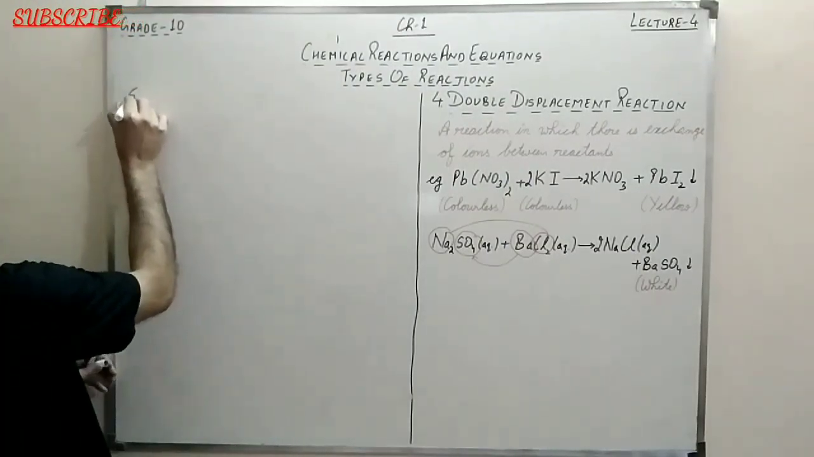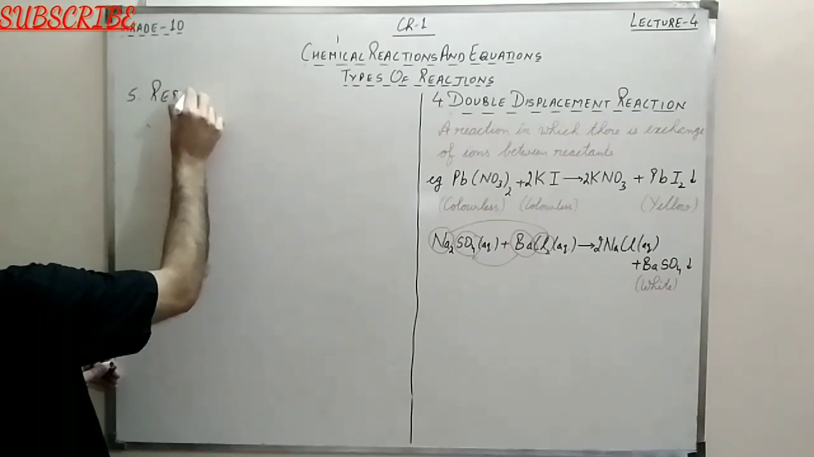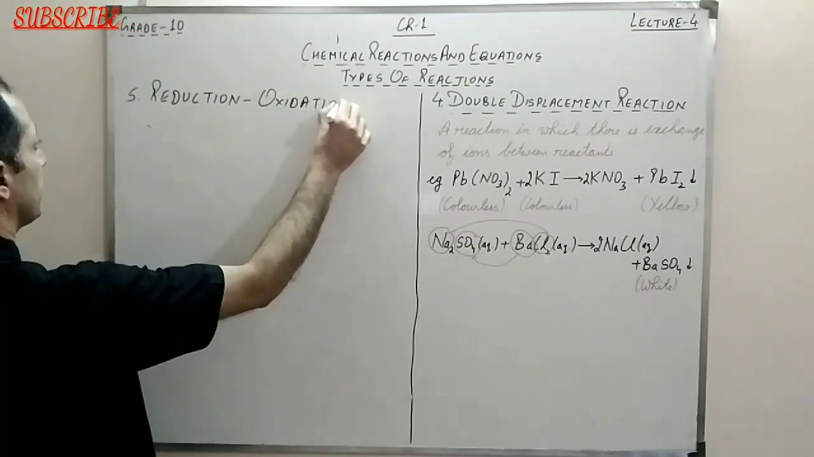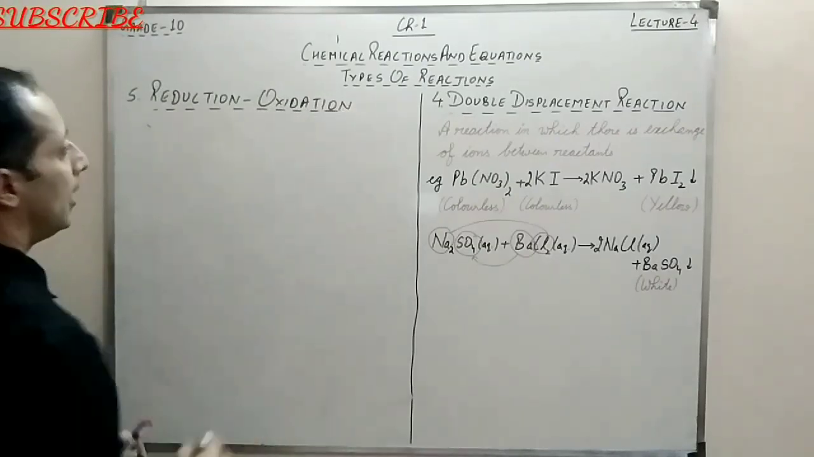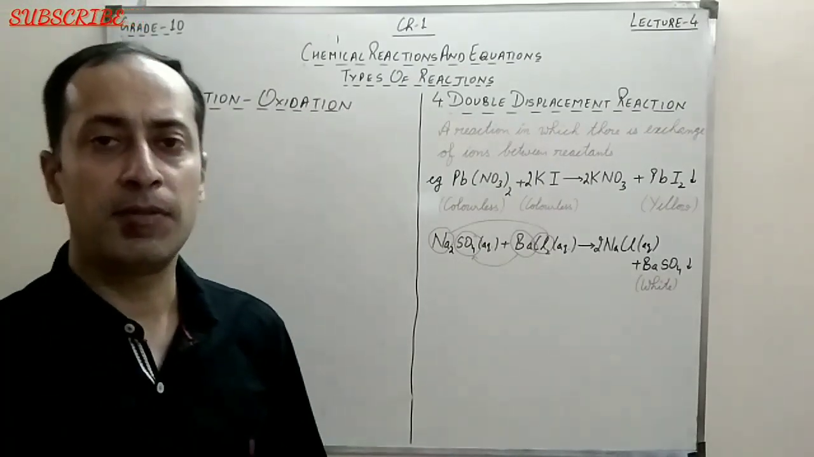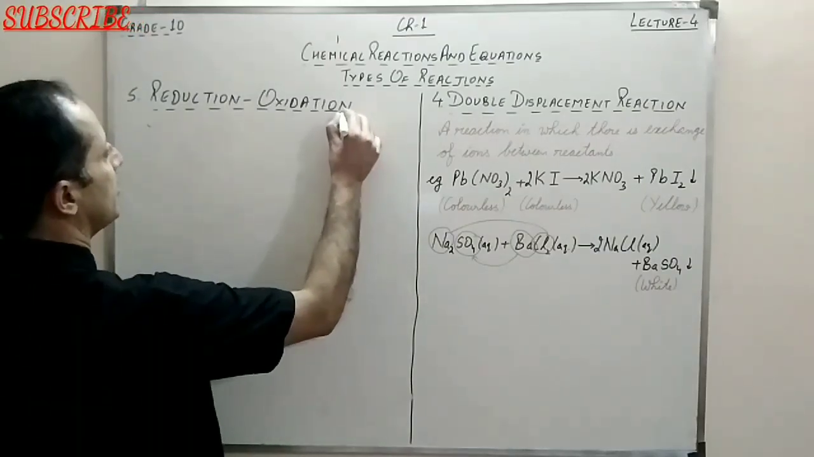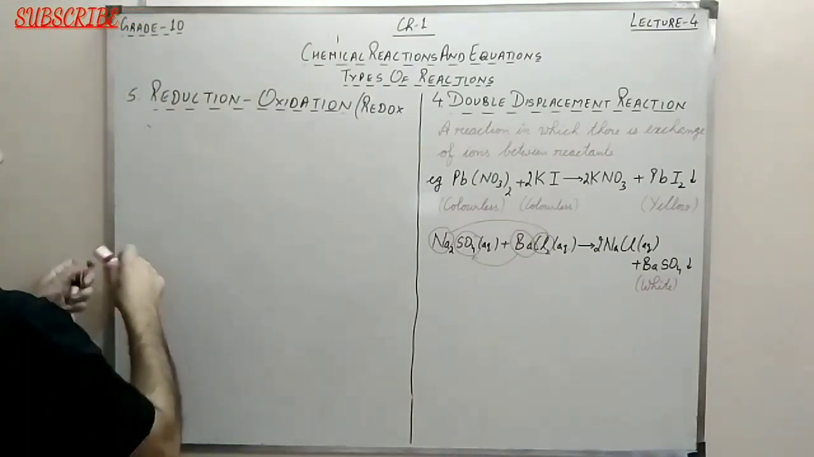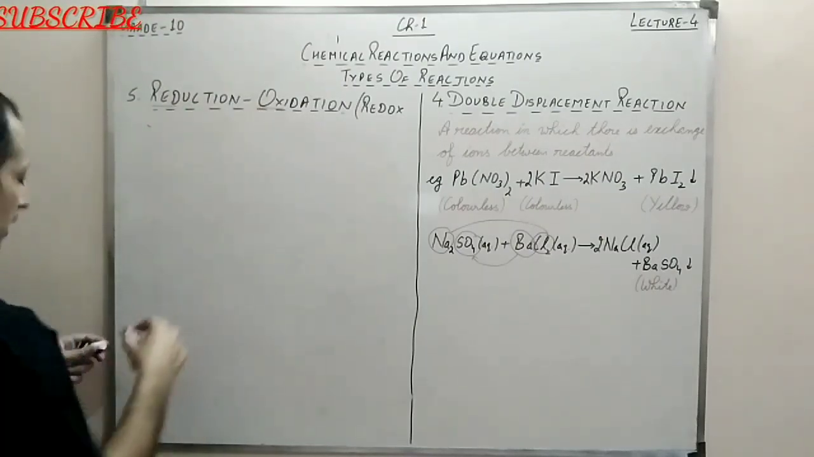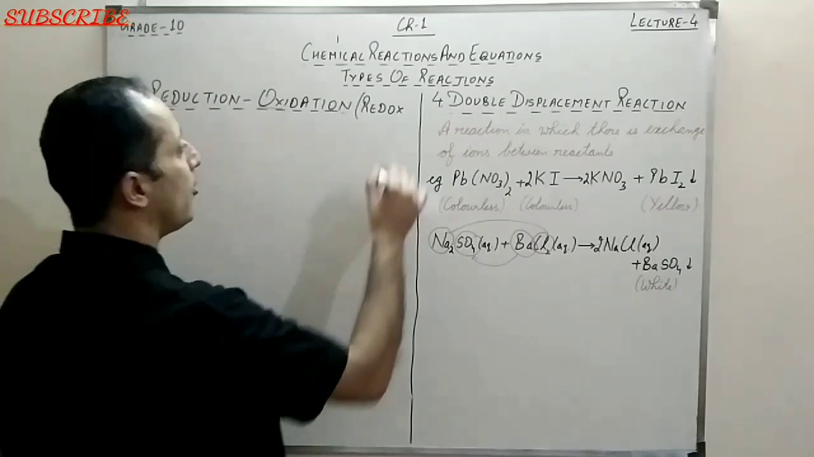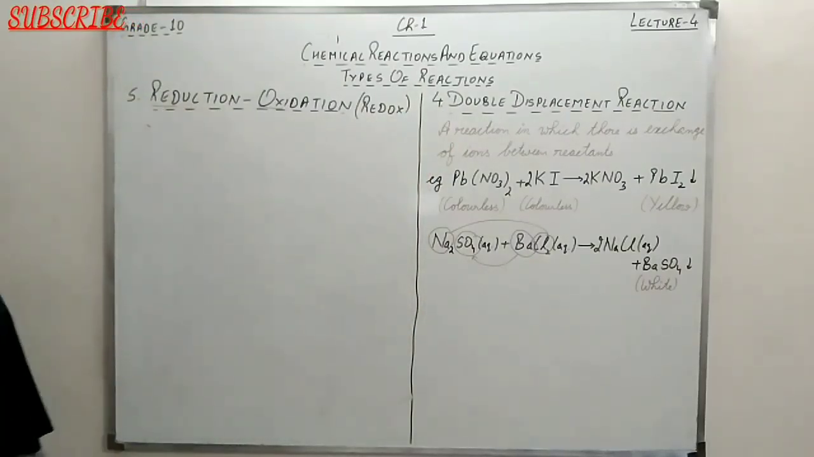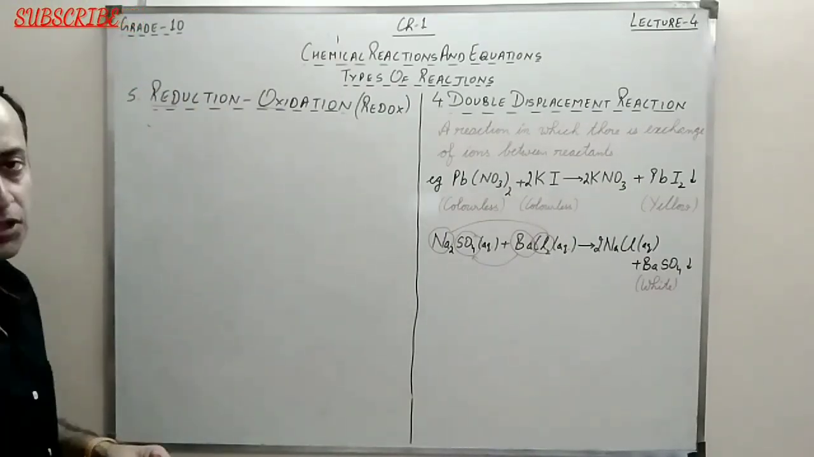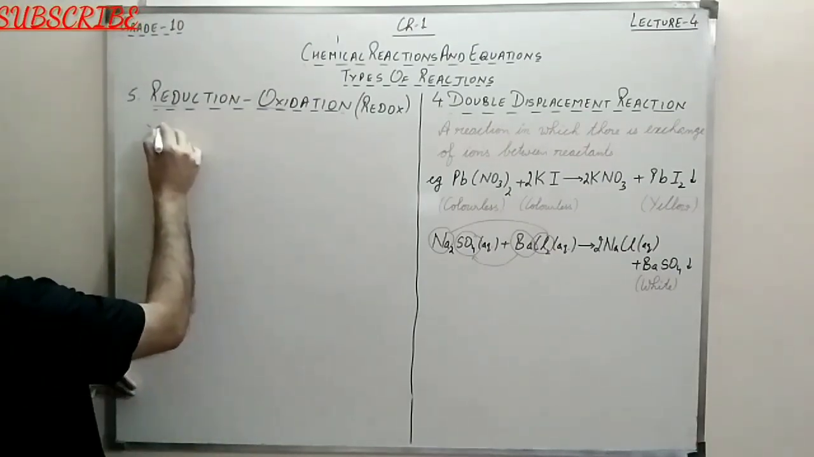So we go to the next one, reduction, oxidation. Before we discuss the complete reaction, let's discuss some of the definitions. In short, this is also called a redox reaction. Redox: RED from here and OX from here, and we combine these two to shorten the name. It's called a redox reaction, that is, reduction and oxidation reaction. Why do we say this? Because in every reaction there is some kind of reduction and some kind of oxidation. Let's understand what oxidation and reduction mean here, with separate definitions.